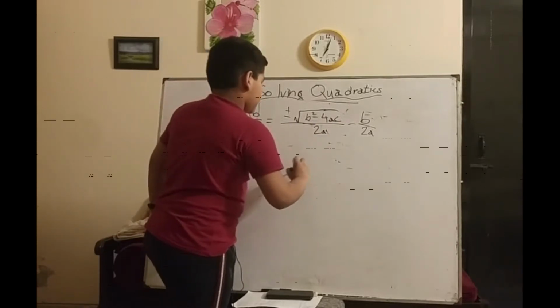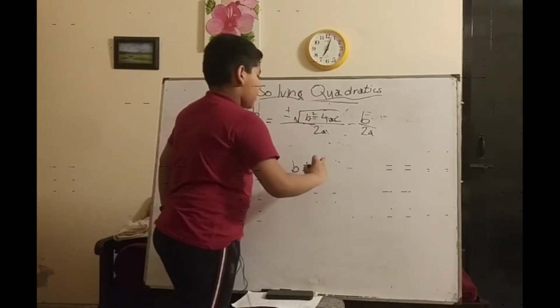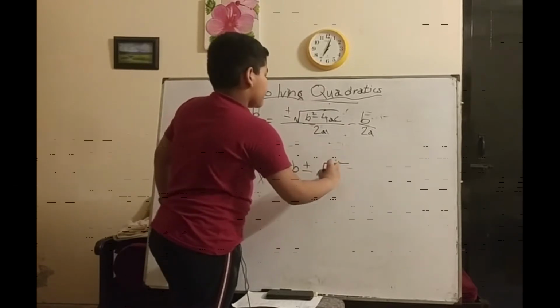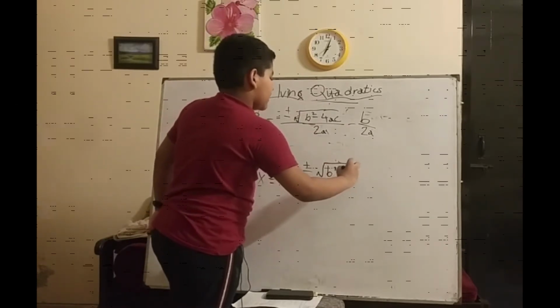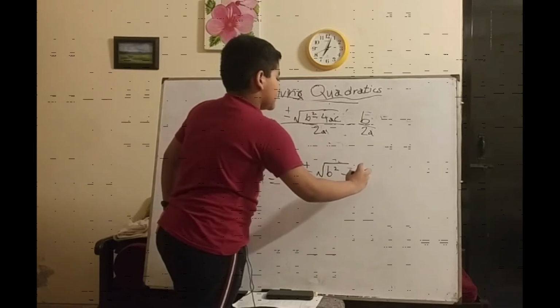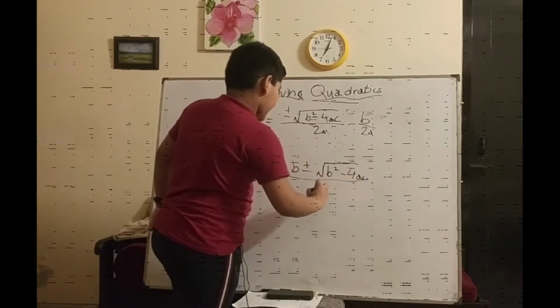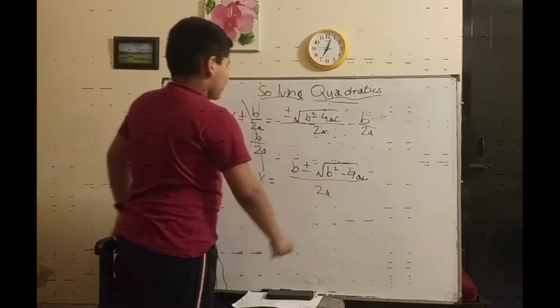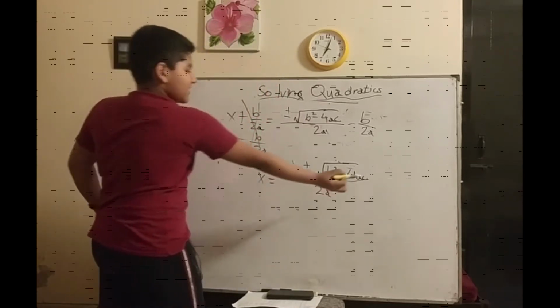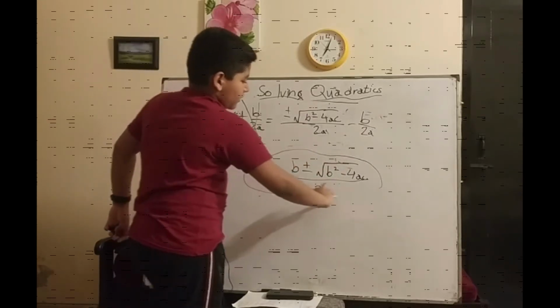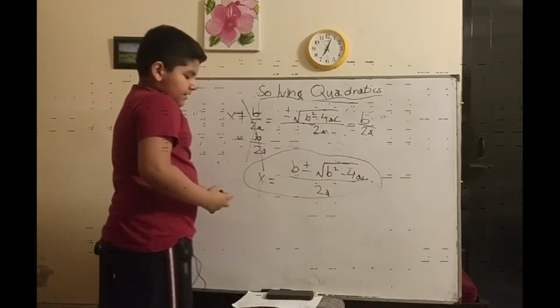So it would be b times plus or minus b squared minus 4ac over 2a. And we have done it! This is the total derivation of the quadratic formula.